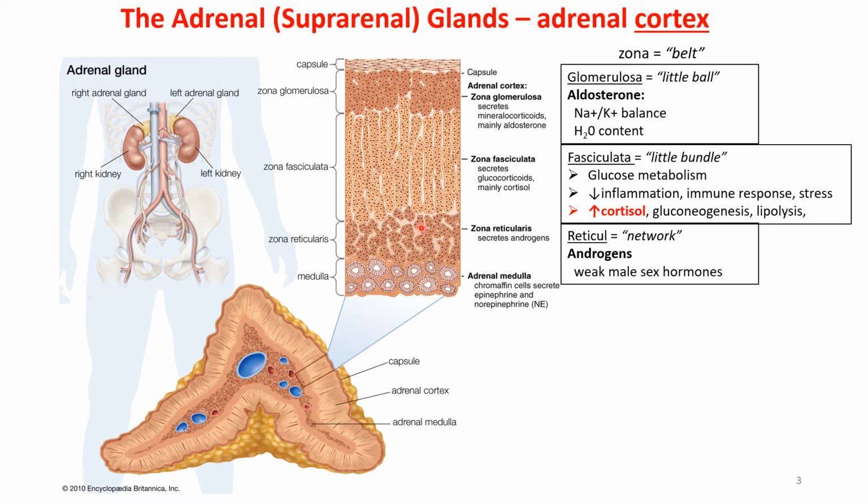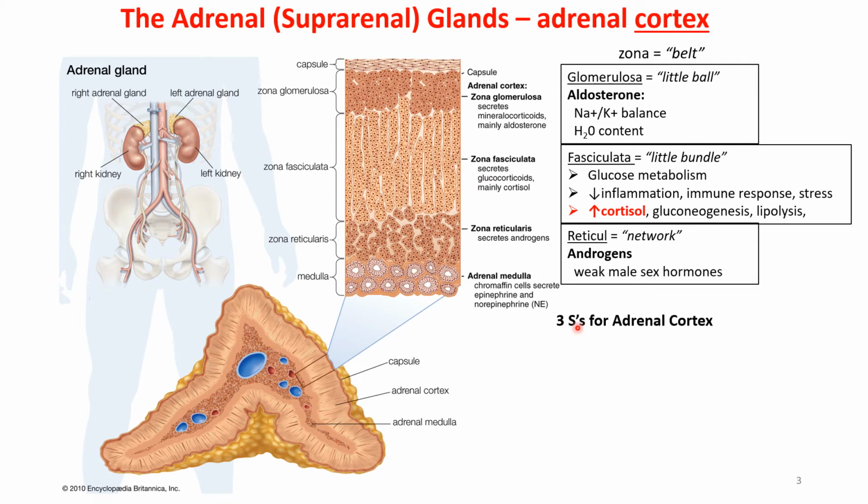Testosterone is an androgen. It's made in the testes. In the adrenal cortex, we're going to see weaker types of male sex hormones that are being made, but they're sex hormones just the same. So that takes care of the adrenal cortex.